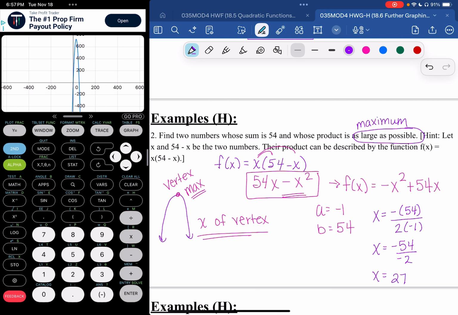It wants to know two numbers. So the first number is 27. The second number can be found by doing 54 minus x. Well, 54 minus 27 is also 27. So my numbers are 27 and 27.